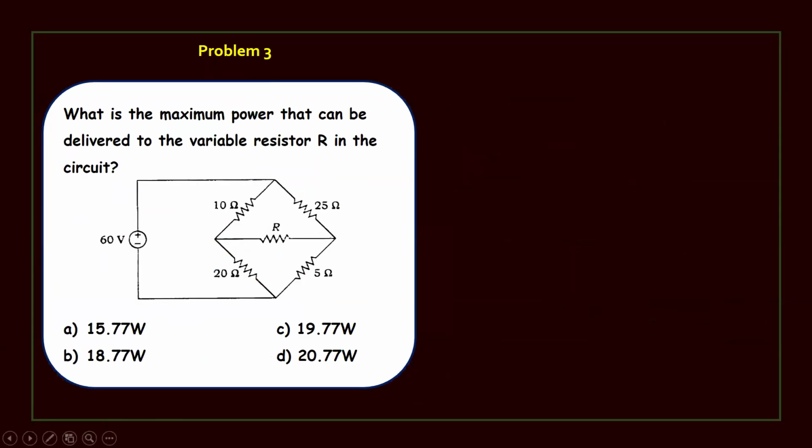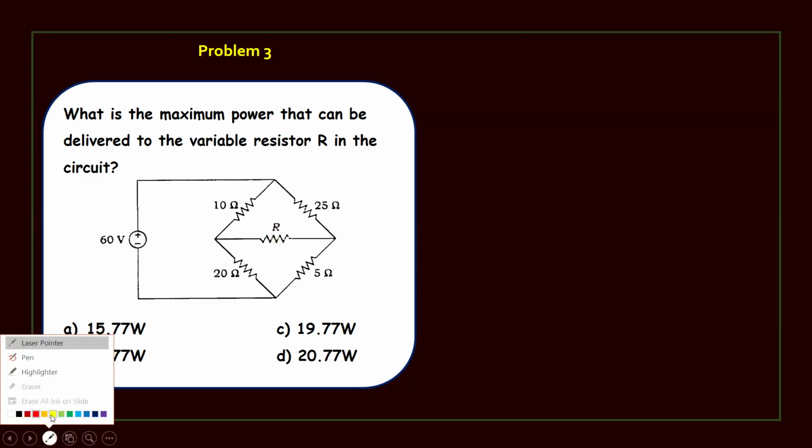Yes. So the next problem is given under the topic maximum power transfer theorem. What is the maximum power that can be delivered to the variable resistor in the circuit? So this is the variable resistor given in the Wheatstone bridge circuit. So we need to find the maximum power delivered. So when will the maximum power be delivered? When load resistance equal to Thevenin's resistance.